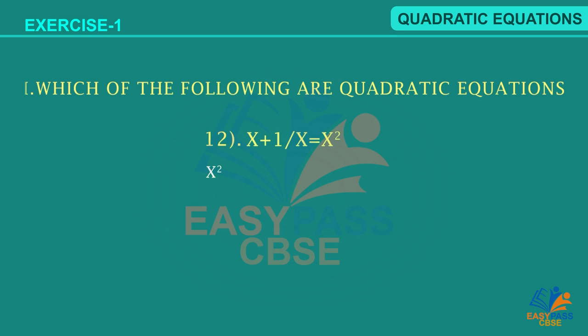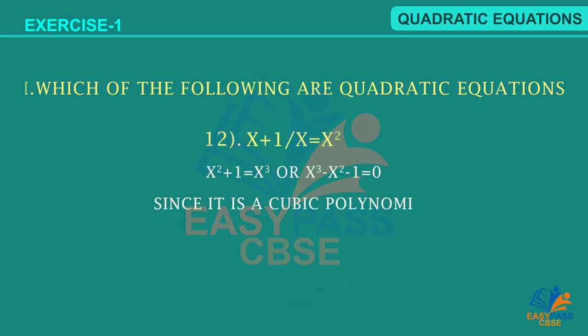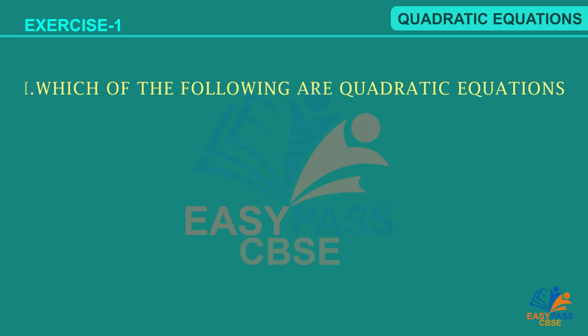Next, x plus 1 over x is equal to x square. Or this is x square plus 1 is equal to x cubed. Or it is x cubed minus x square minus 1 equal to 0. Since it is a cubic polynomial, it is not a quadratic equation.